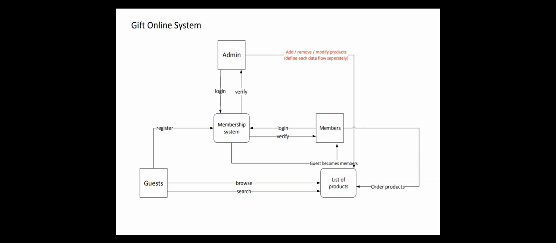What you can see in here is that each guest can browse and search items from the list of products, so they can see it, but they're not allowed to buy anything unless they register as a member. If they want to buy something, they need to register to the membership system, which is done in here. Let me just mark it. Perhaps that would be better to show.